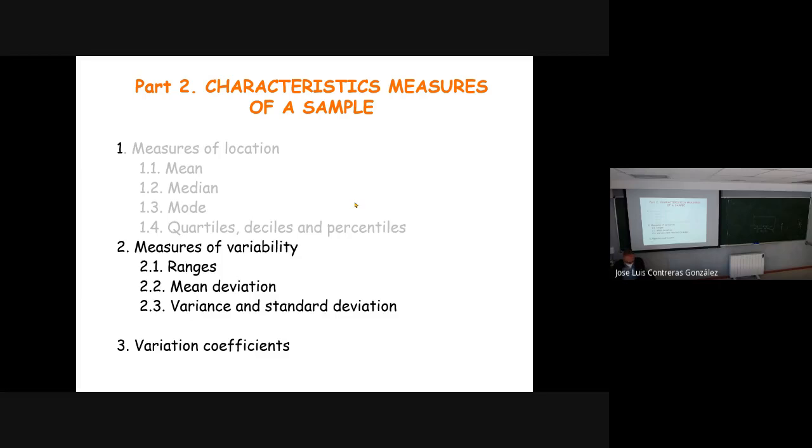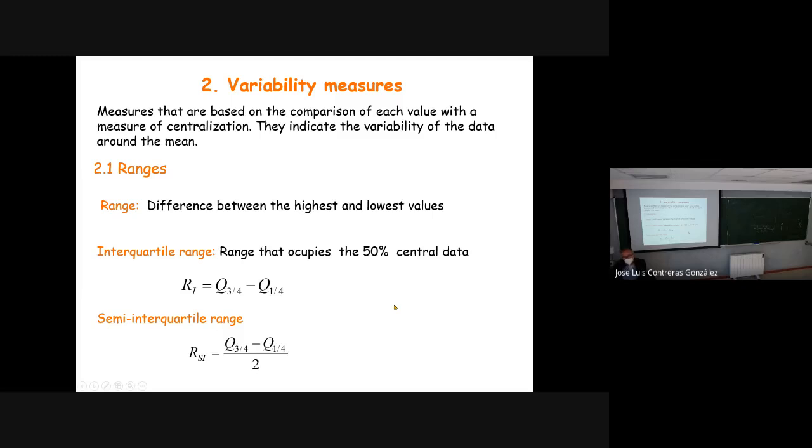Up to now, we wanted to know where is the mountain, and not only where is the mountain, where is the first 20% of the mountain, where is the second 20% of the mountain, and so on and so forth. Now we want to know how wide it is. And we are going to study 3 measurements of variability: ranges, median deviation, mean deviation, and variance and standard deviation. So first of all, ranges. A range is the difference between the highest and lowest value.